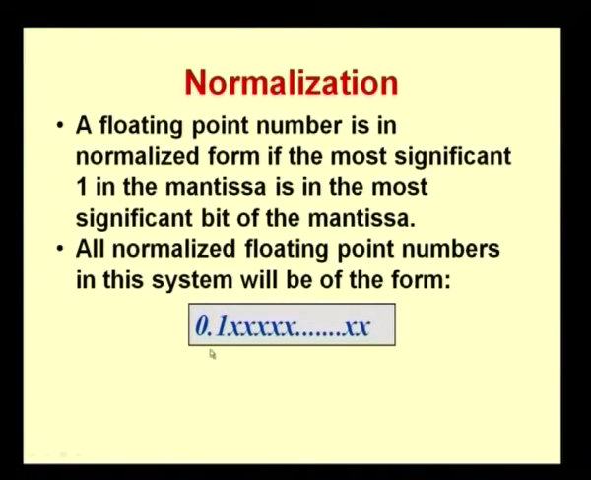When we are dealing with binary numbers, you can see that the normalized number will always look like this. It will have 0.1 followed by whatever you have here. Okay, so there is a 1 in the most significant bit position. If it is there, we say that the number is in the normalized representation. Okay, this is what we remember.